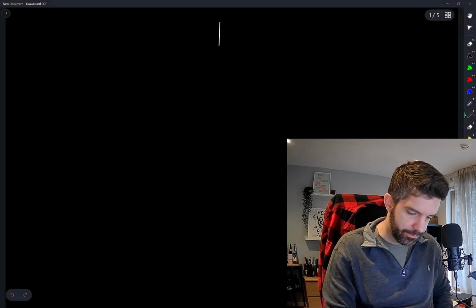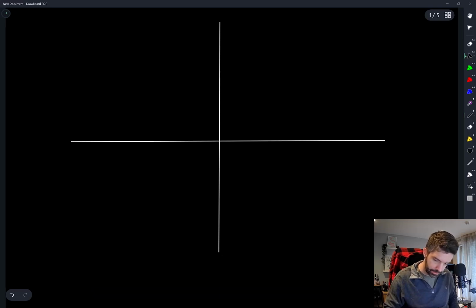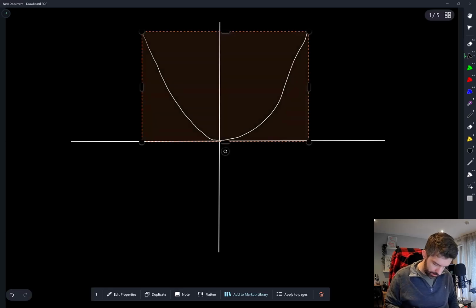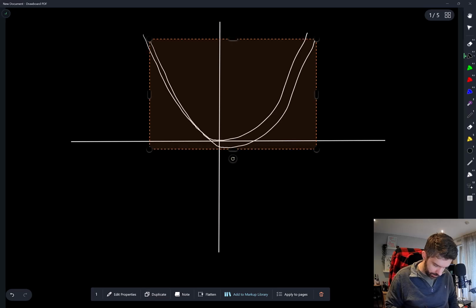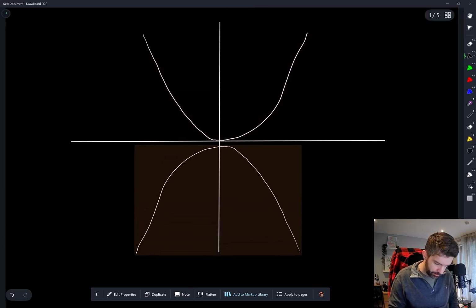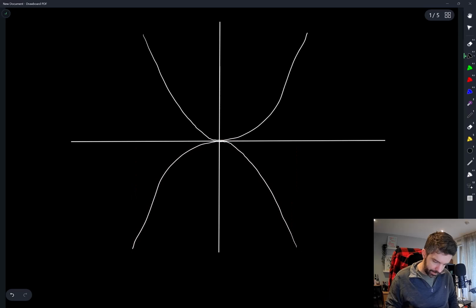So we have two parabolas, the standard y equals x squared parabola, and we have its reflection. I can rotate it like this. Okay, so we have two parabolas like that.